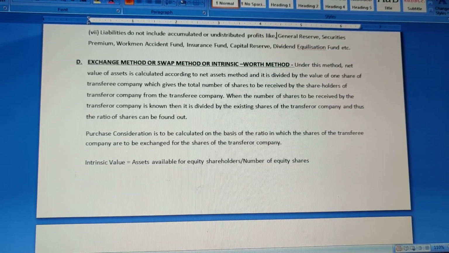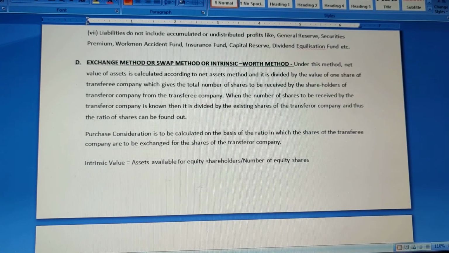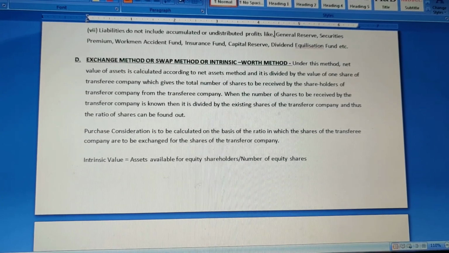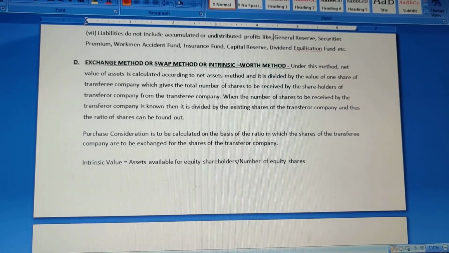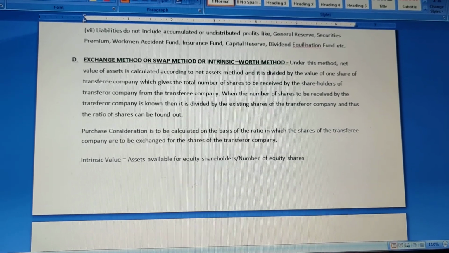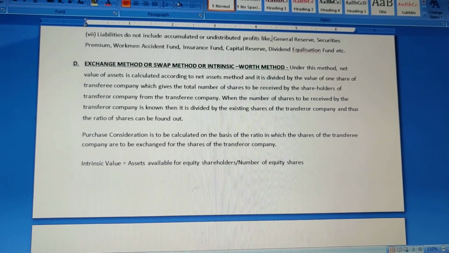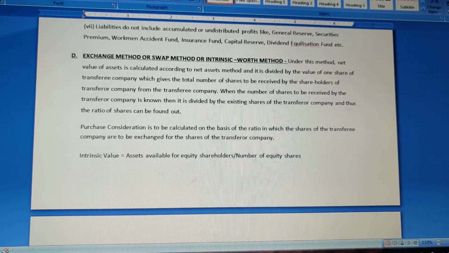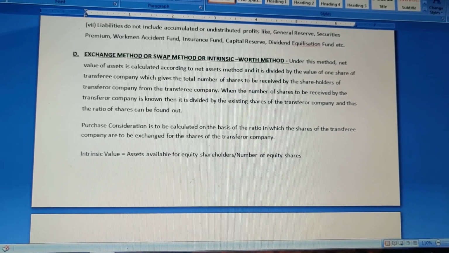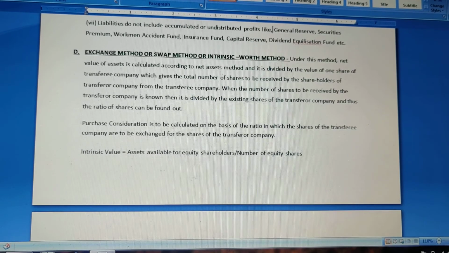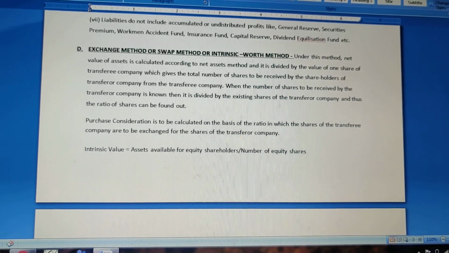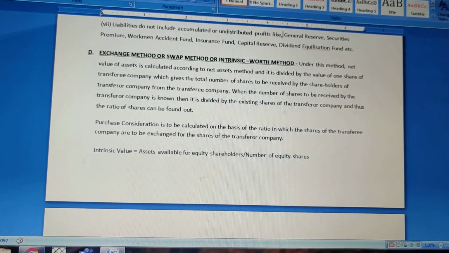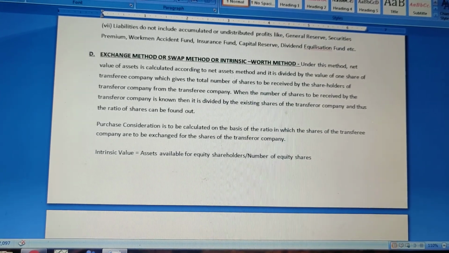When the number of shares to be received by the transferor company is known, it is divided by the existing shares of the transferor company, and thus the ratio of shares can be found out. Purchase consideration is to be calculated on the basis of the ratio in which shares of the transferee company are to be exchanged for the shares of the transferor company. We have calculated the ratio, 55 and 110. So 110 divided by 55 is 2:1. So that will be calculated on the basis of the ratio, and the share exchange value you can find out as purchase consideration. Clear?